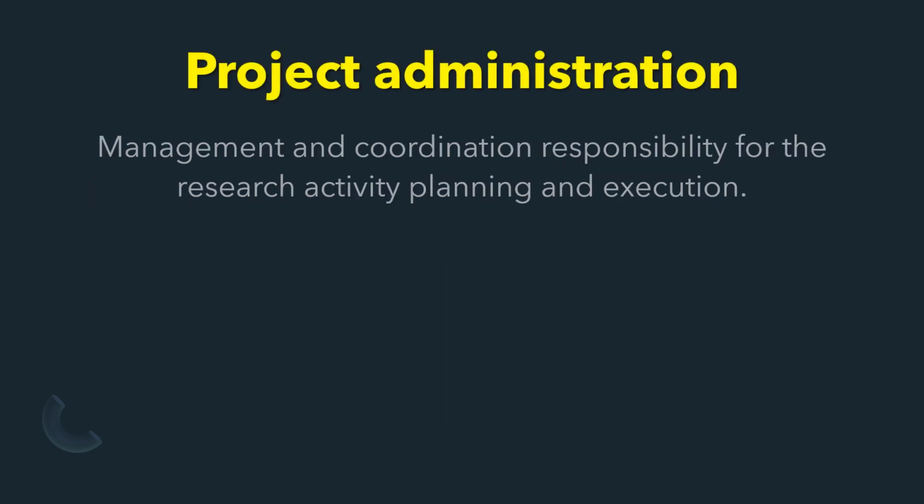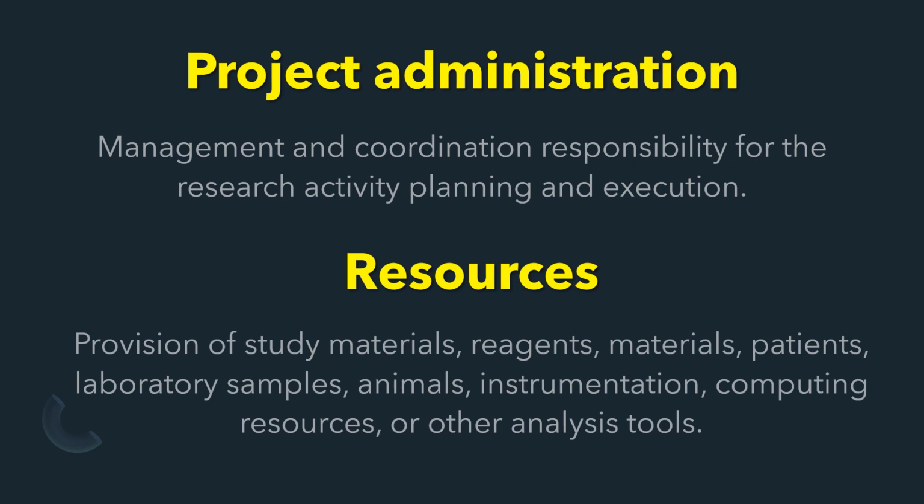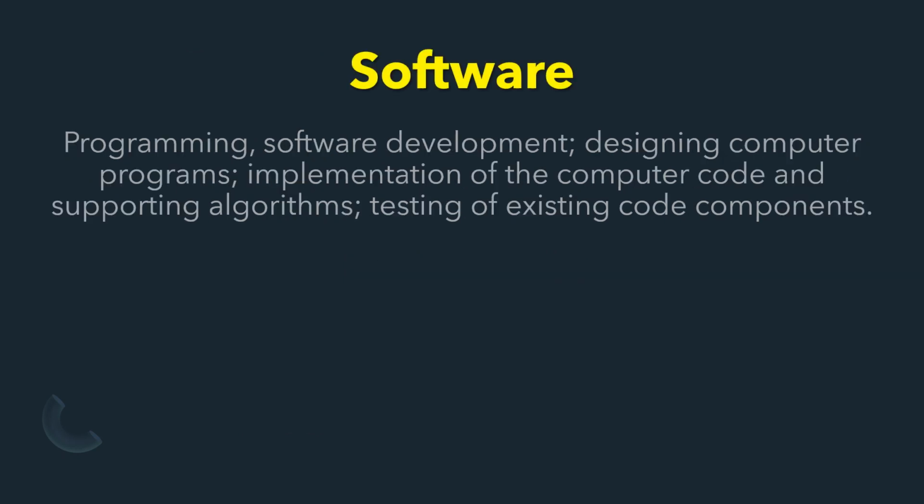Then we have methodology, development or design of methodology, experimental design preparations, creation of models. Then we have project administration, management and coordination responsibility for the research activity, planning and execution. Then we have resources, provision of study materials, reagents, consumables, non-consumables, patients, laboratory samples, animals, instrumentation, all resources associated with this publication or the output of this project. Then we have software, different kinds of software like programming, software development, designing computer programs, code creation, algorithms, everything.